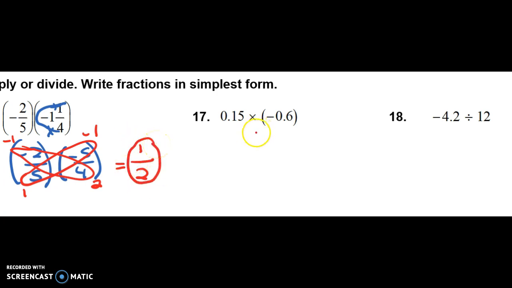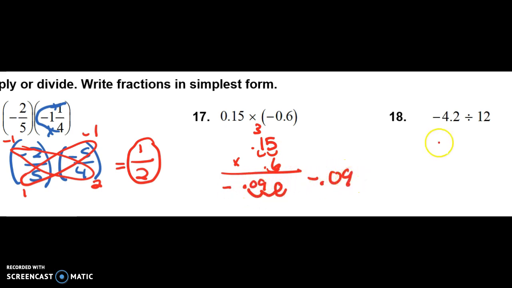Now here, I just need to actually do that. So when you are multiplying and dividing by a decimal, you need to make sure that you just move everything as far to the right as possible. This is actually a negative, so I know my answer is going to be negative something. So 6 times 5, that is 30. Carry the 3. 6 times 1 is 6. That's 9. 3 spots behind the decimal, so I move this over 3. So my answer is going to be negative 0.09.